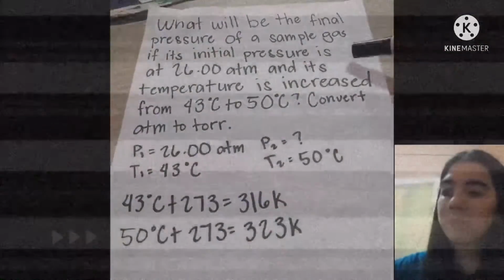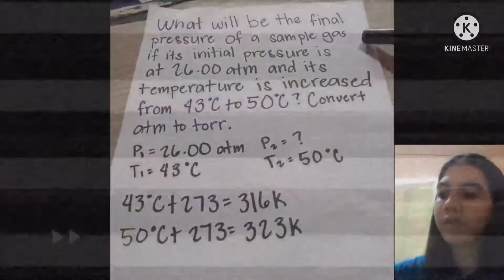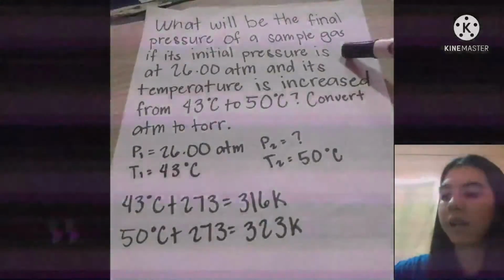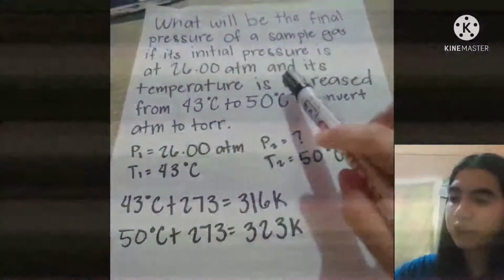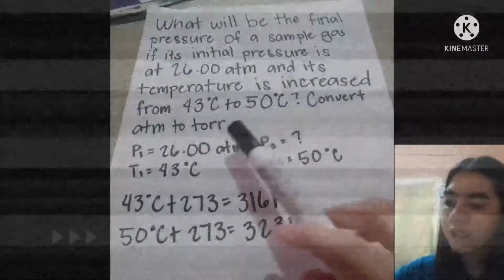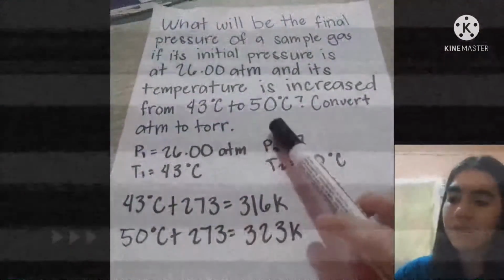What will be the final pressure of a sample gas if its initial pressure is at 26.00 atm and its temperature is increased from 43 degrees Celsius to 50 degrees Celsius? Convert atm to torr.